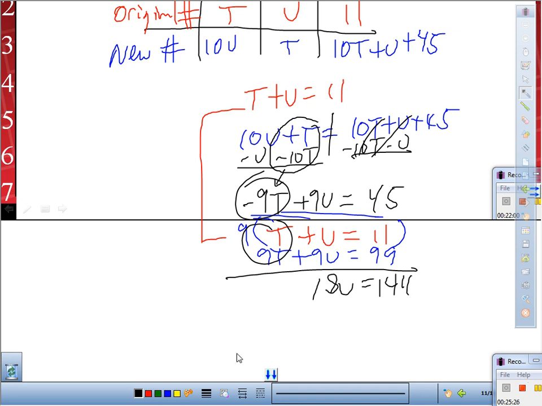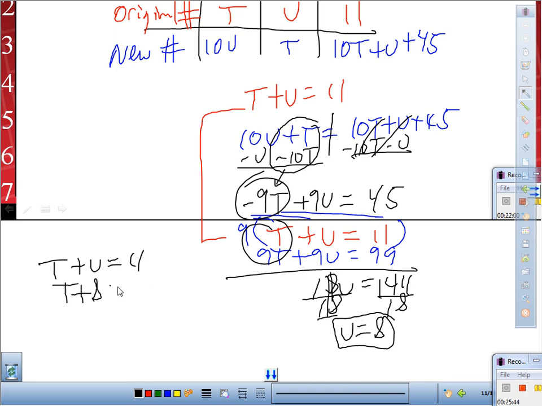Is that correct? Divide by 18. U equals 8. Yes? So T plus U equals 11. T plus 8 equals 11, minus 8. T equals 3. So my original number is 38, and my new number is what? 83.